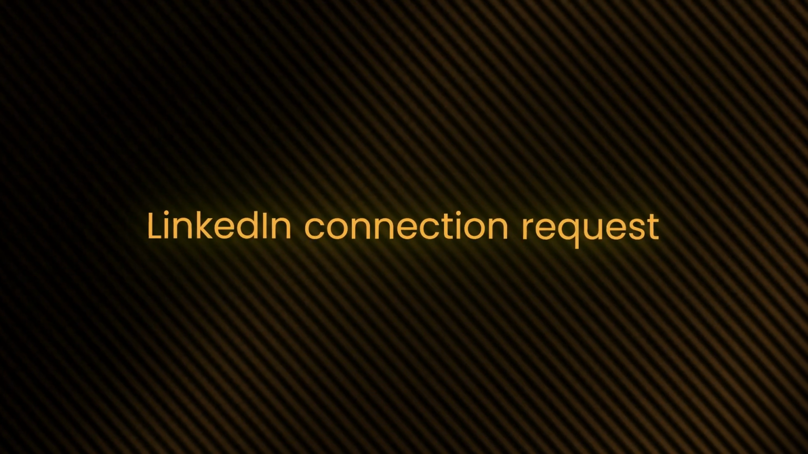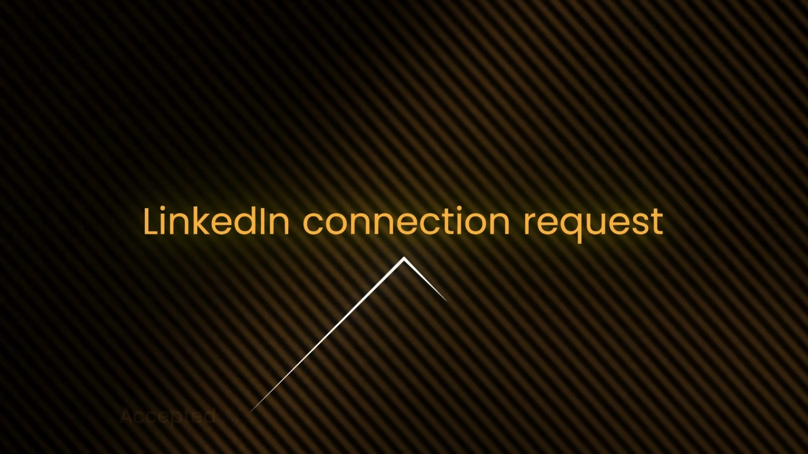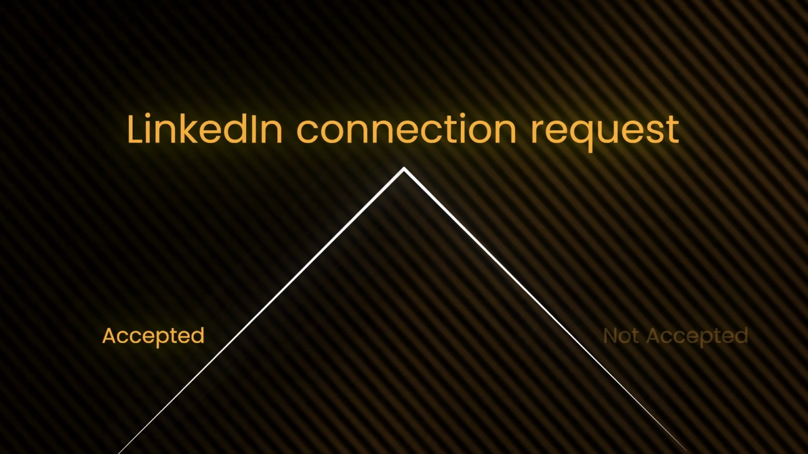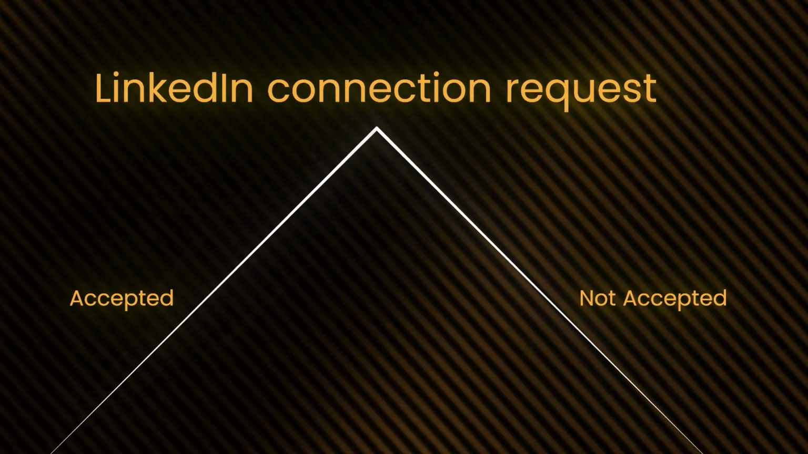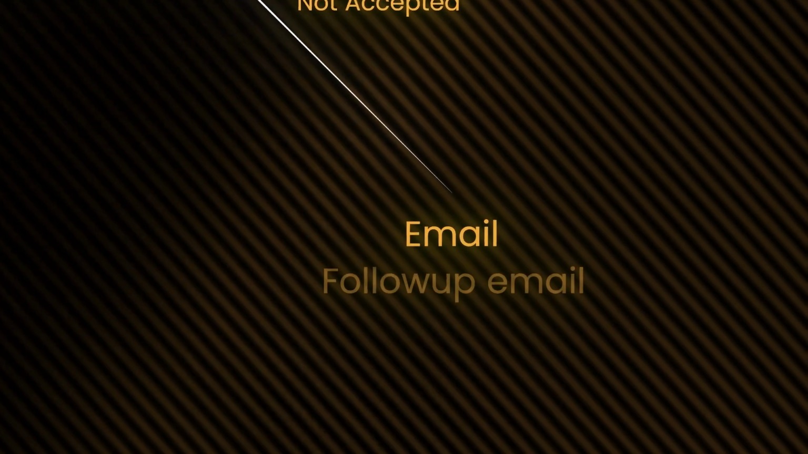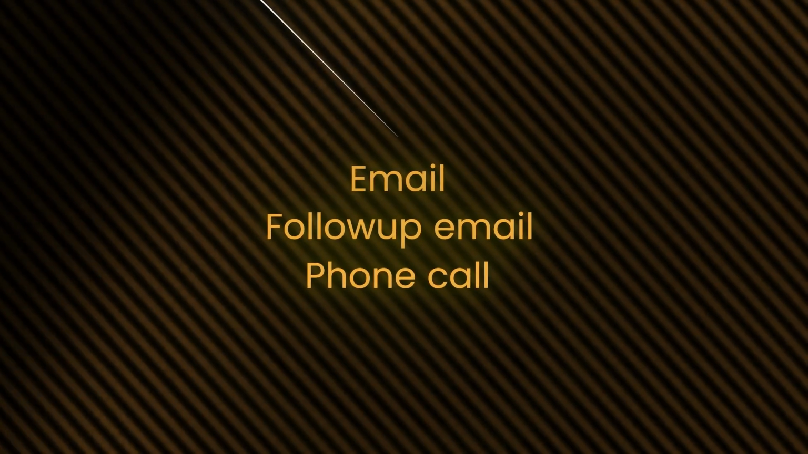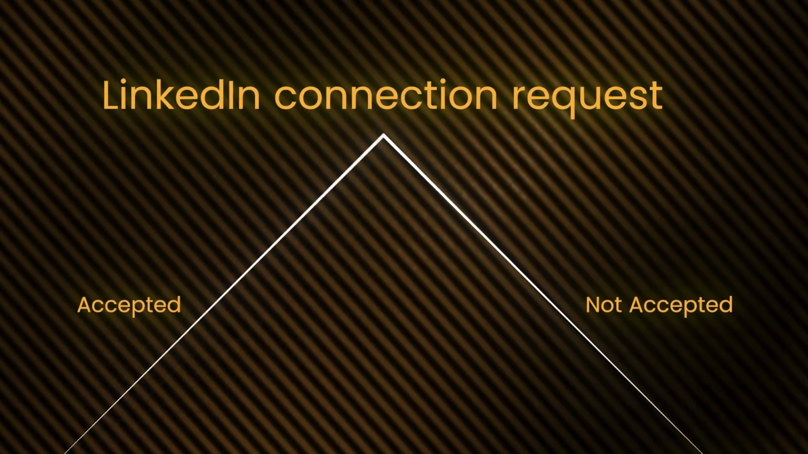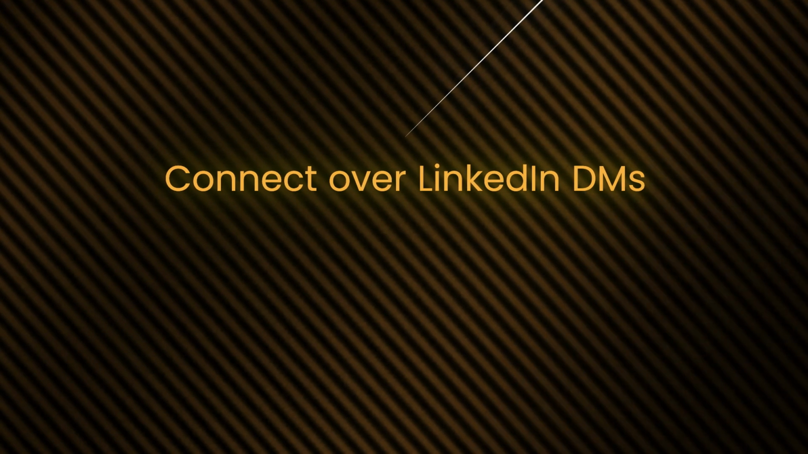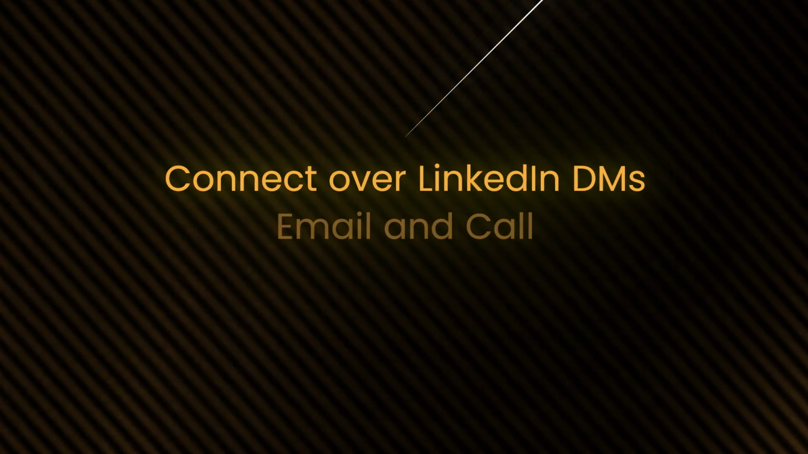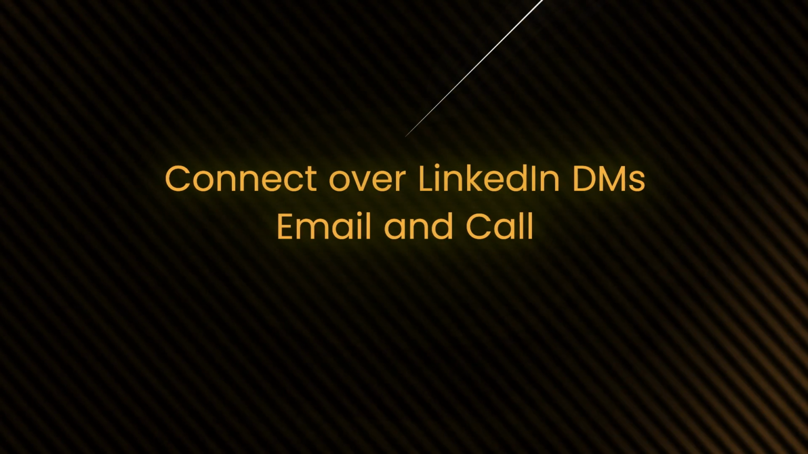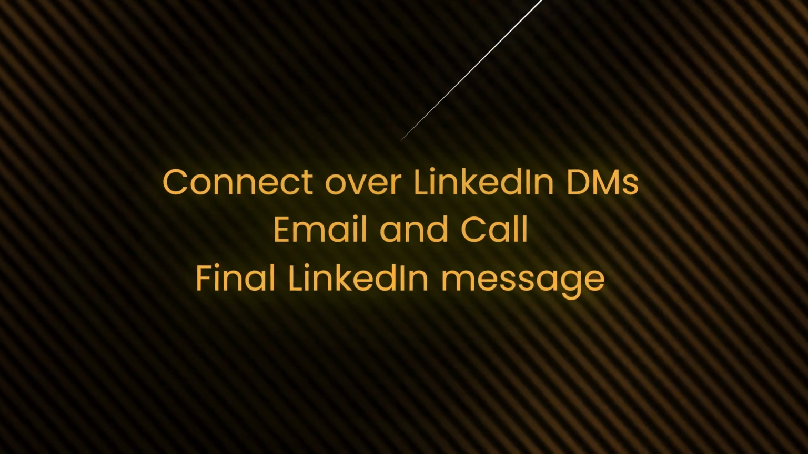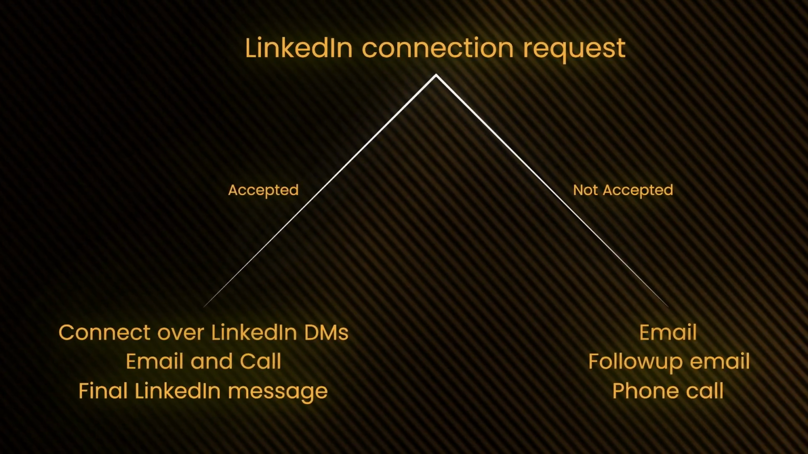So for example, you can send a LinkedIn connection request and wait 1 week for them to accept. If they don't accept the LinkedIn connection request and seem not to be active on LinkedIn, you can switch over and send them an email, a follow-up email, and a phone call, for example. If they seem to be active on LinkedIn and accept your request, you can first try to connect with them over LinkedIn DMs. If there's no reply on LinkedIn, you can then switch the channel by following up via email and call, and maybe a final LinkedIn message referencing the call attempts and emails you sent prior to this.